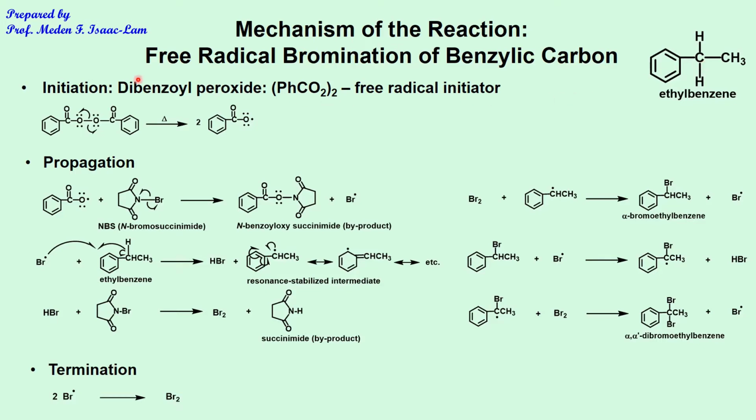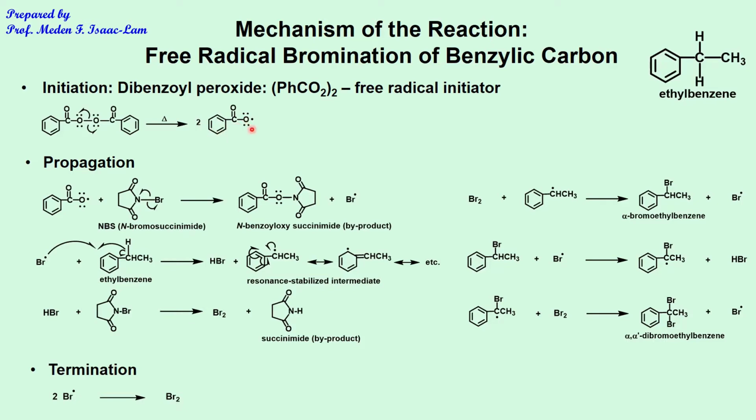In the free radical bromination, there are three steps. The first step is initiation, the second step is propagation, and the third step is termination. Dibenzoyl peroxide is the free radical initiator. The oxygen-to-oxygen bond of the peroxide is easily cleaved upon heating, so the molecule will split symmetrically, forming two molecules of a free radical on the oxygen.